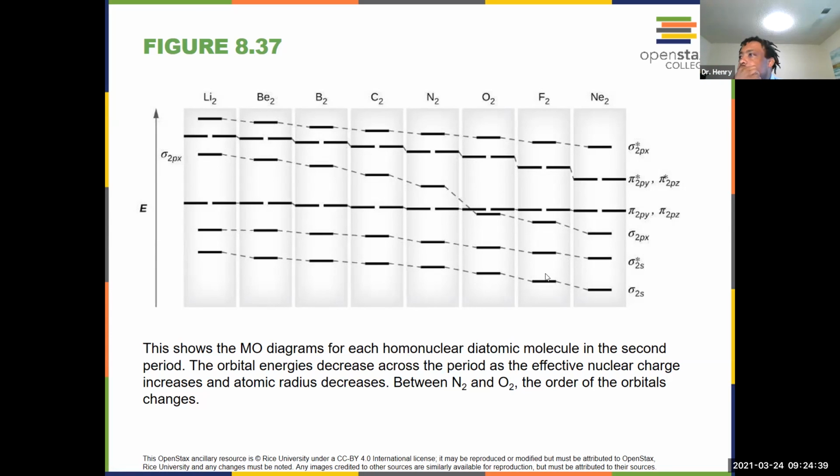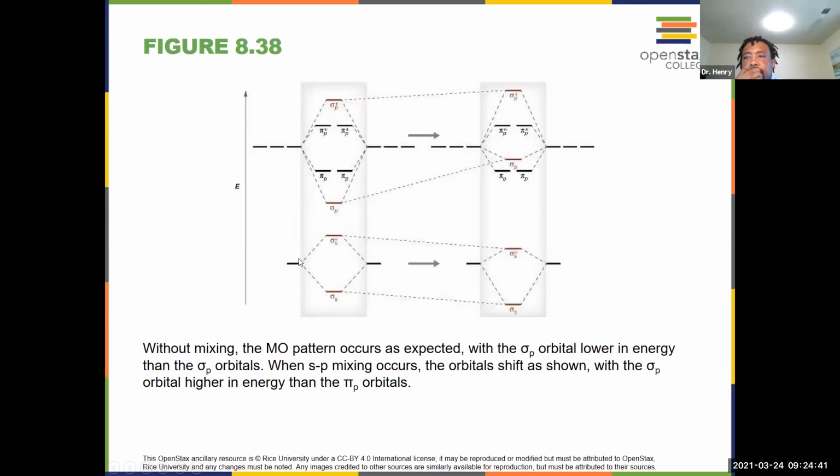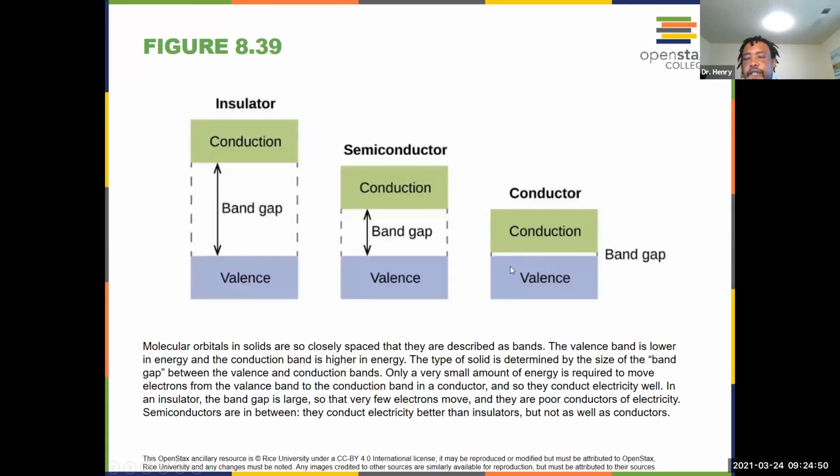So this represents the atoms themselves, and this represents the molecule. Things that are conductive have a smaller energy gap, semiconductive things have a medium-sized energy gap, and non-conductive things, insulators, have a large gap. Does that make sense?